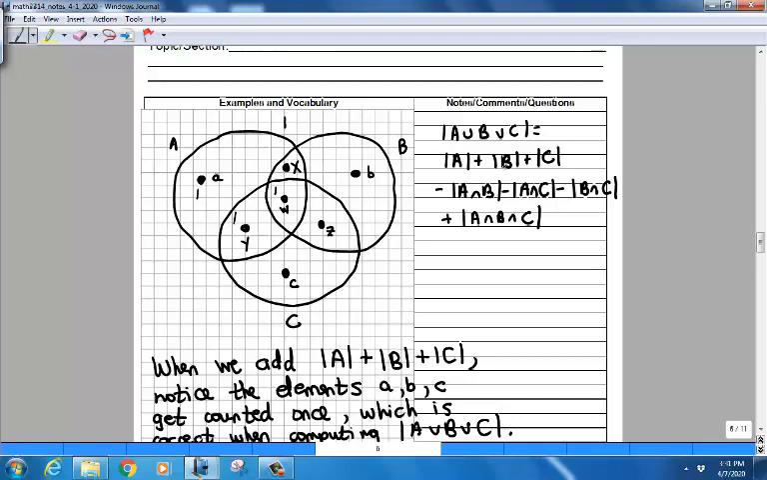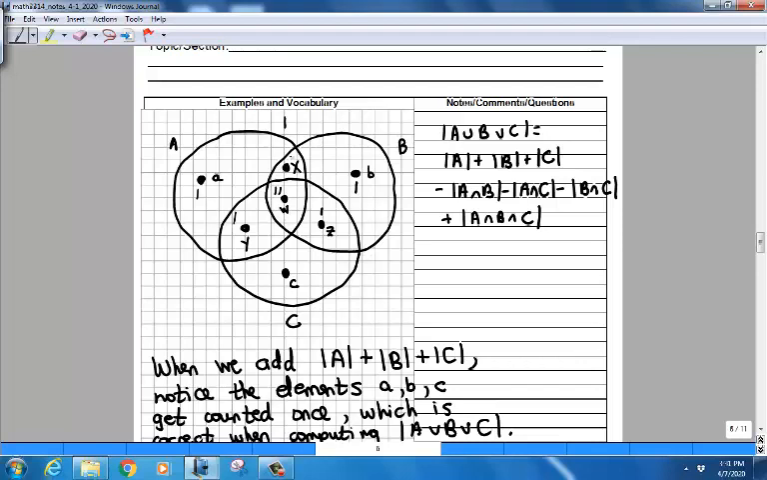Same thing for B. When we add in the cardinality of B, all the elements in B are going to get counted when we add this number. So that means B now is going to be counted once. Z is going to get counted now. But notice W is going to get counted again because it is in B as well as A. So at this point you have counted W twice.